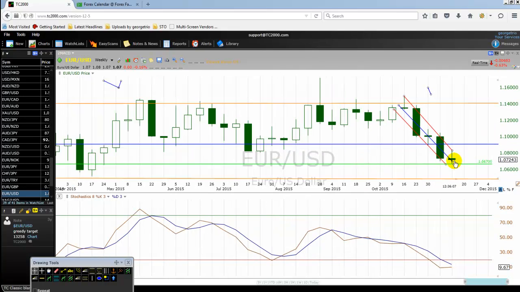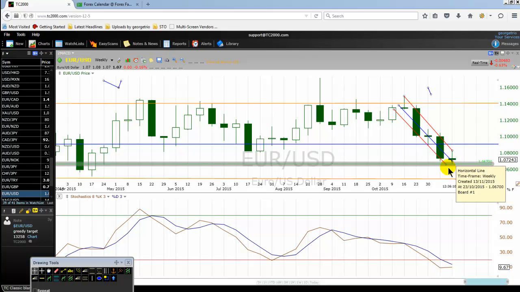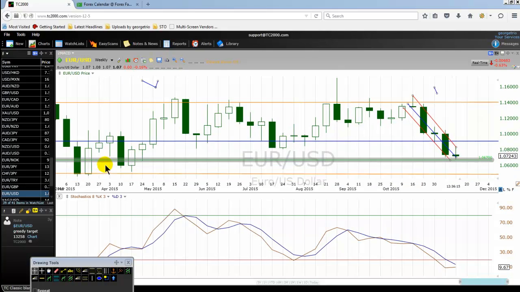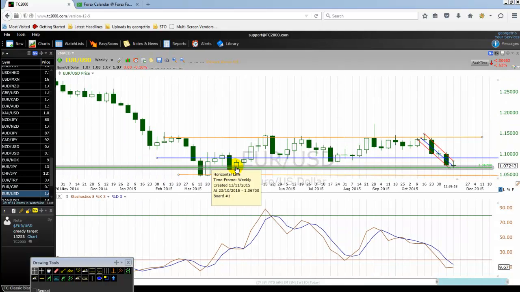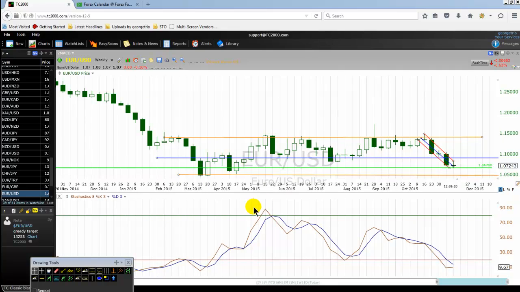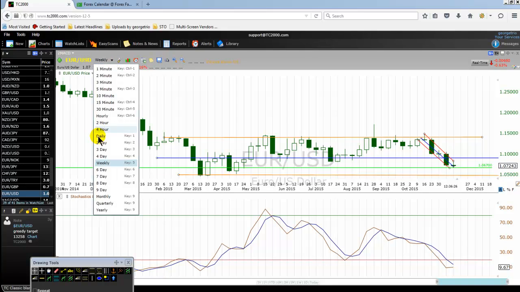So before we can buy here, this is my trading setup: price going down and bearish momentum diminishing around a key level that has been a support level in the past. Now the signal. Because I'm on a weekly chart, I want to combine the weekly chart and the 4-hour chart.